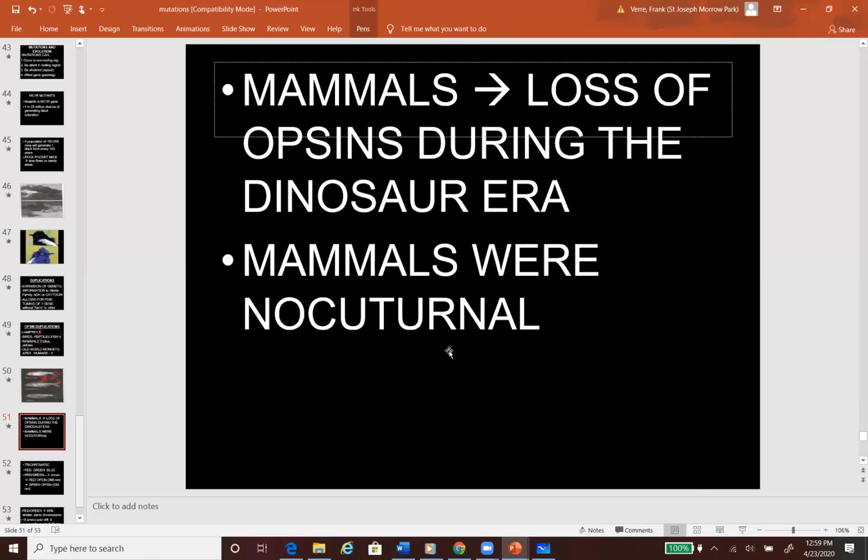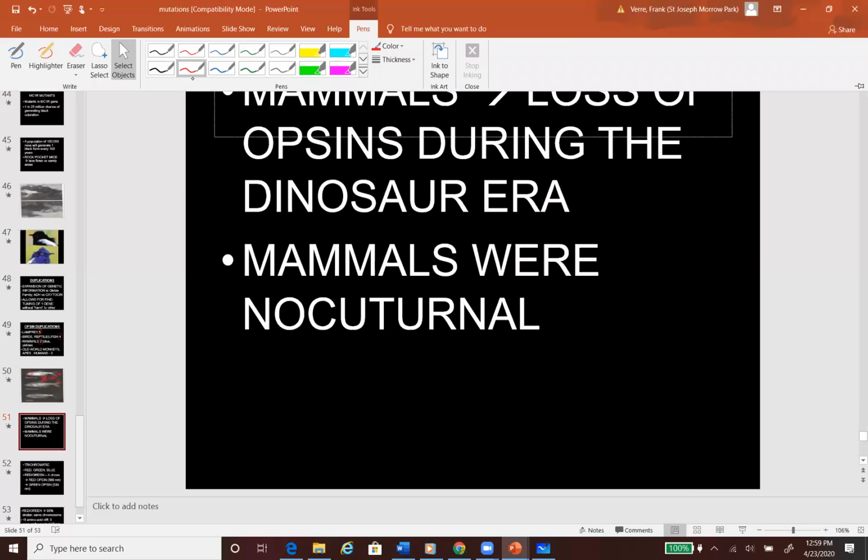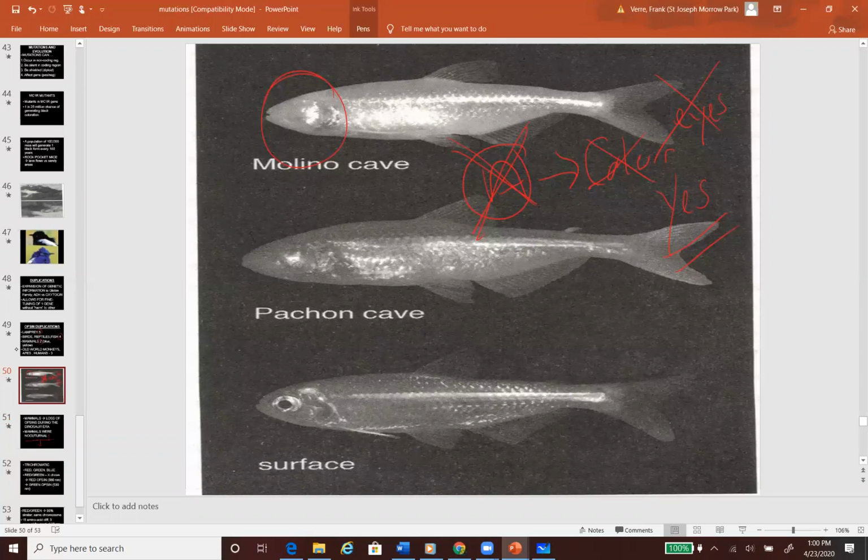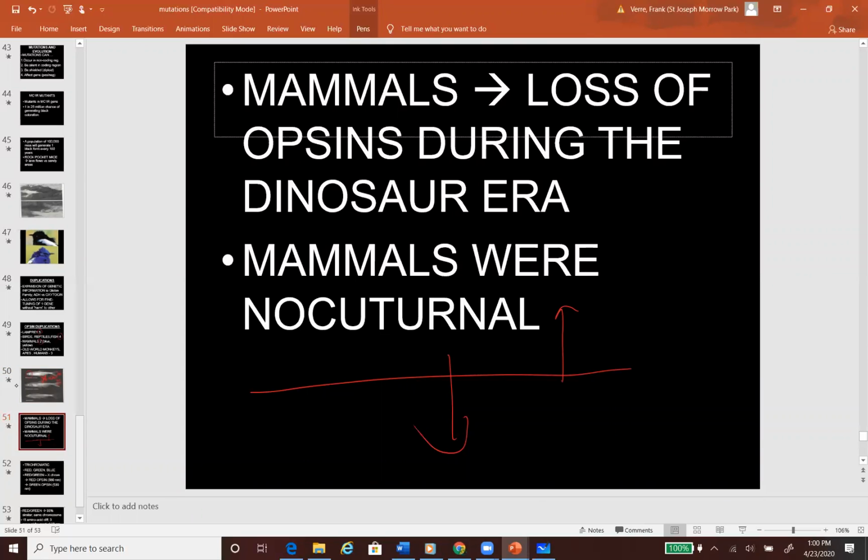They were under? Ground. Yeah, very good. They were underground. They were below ground. Dinosaurs were above ground. Not only that, but they were also coming out at night because the reptiles couldn't see as well at night. So they're not completely like cave fish, but they were not too reliant on being able to see color because they were mostly coming out at night and living underground.